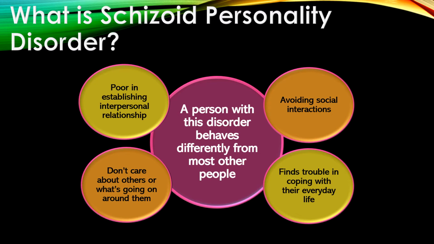Essentially, a person with this disorder behaves differently from most other people. Number 1, avoiding social interaction. Number 2, finds trouble coping with everyday life. Number 3, doesn't care about others or what's going on around them. And finally, poor at establishing interpersonal relationships.